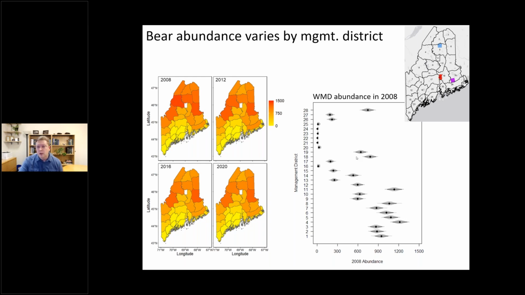Here on the right, you're seeing the posterior distributions of our estimated abundance for each one of these management districts in 2008. You can see it's a very large distribution of abundances, ranging up around 13 to 1,400 bears, down to these management districts here, 20 through about 25, where the population was often estimated as less than 50 individuals in any one of those management districts.